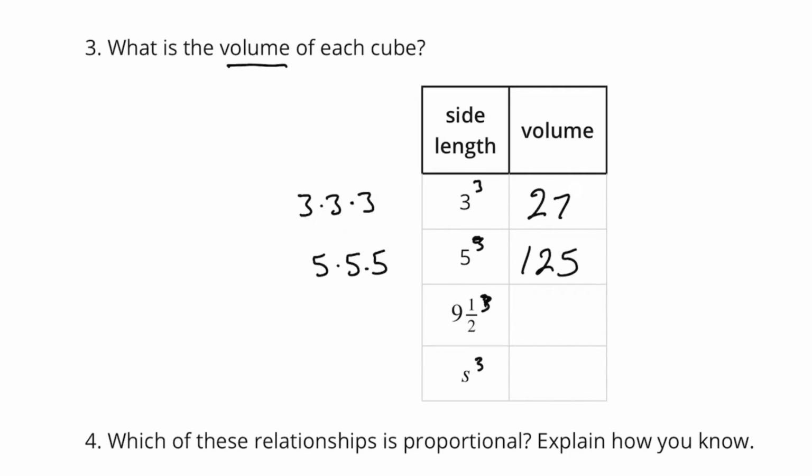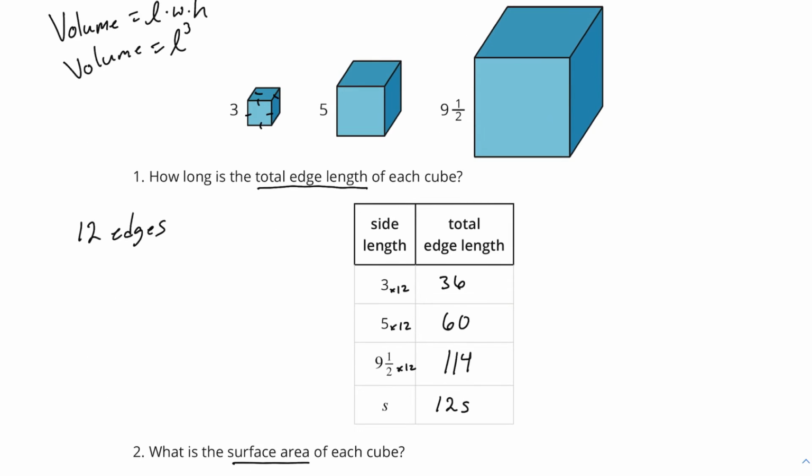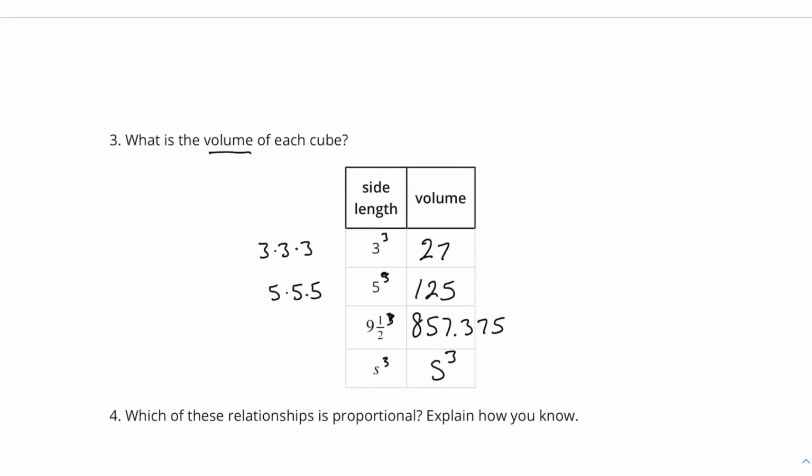9.5 cubed. I'm going to do that on my calculator: 9.5 times 9.5 times 9.5. And I get 857.375. And then if we just had side length, we call that S cubed. So we have our 3 tables filled out: the total edge length, surface area, and the volume.